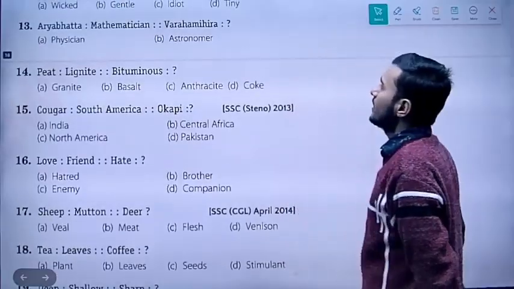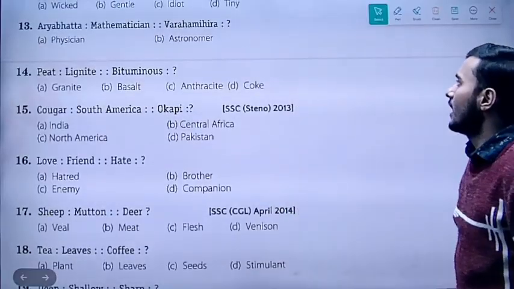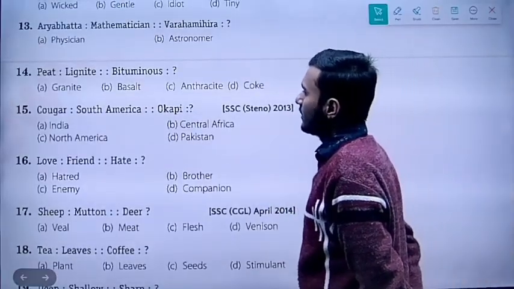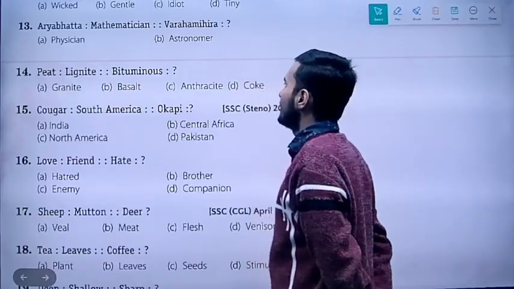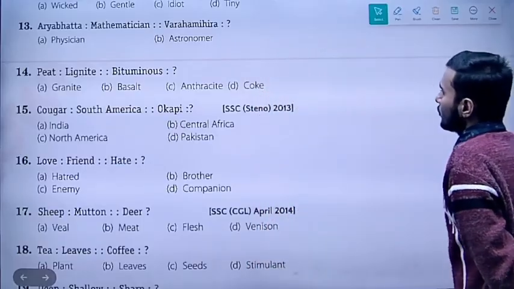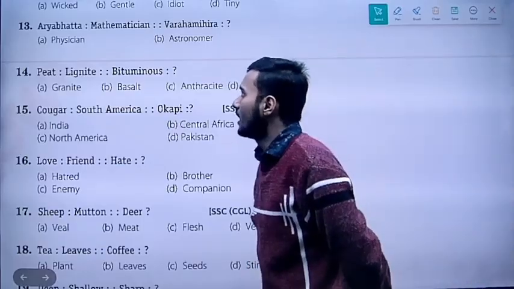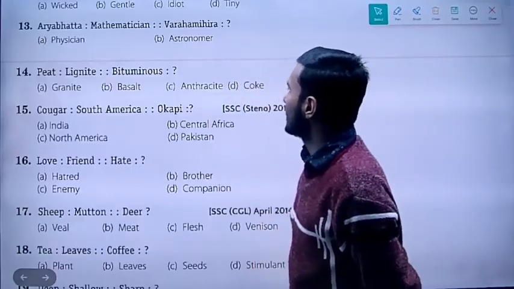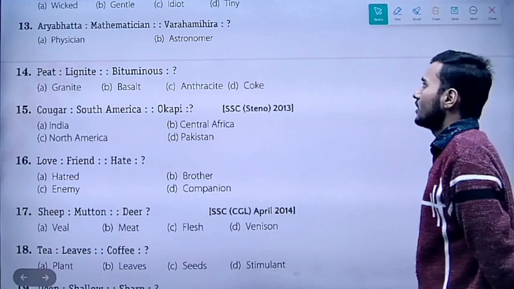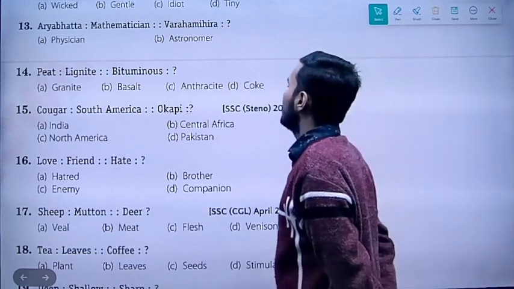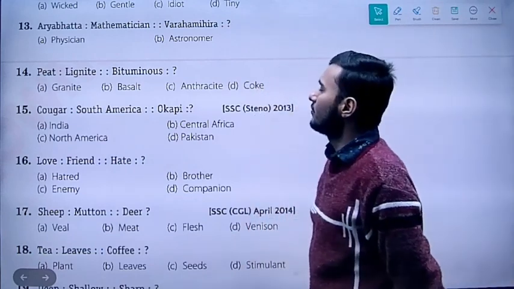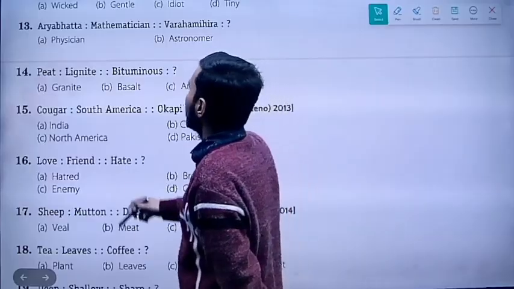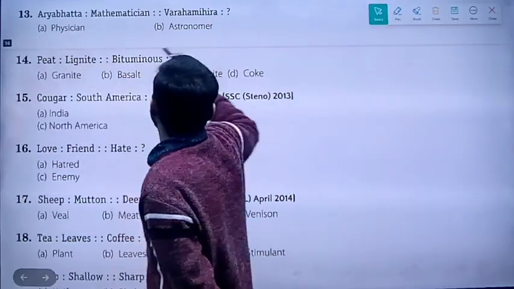Next question: Aryabhatta is equal to mathematician, Varaha Mihira is equal to what? There are two options, option A physician, option B astronomer. What relationship are we clearly seeing? Aryabhatta was a genius in which field? Mathematician. He was a mathematician. So we have to find the profession of Varaha Mihira. His profession was physician. So the correct answer of question number 13 is option A, physician.